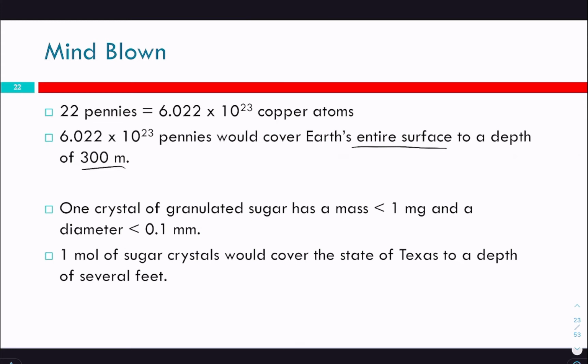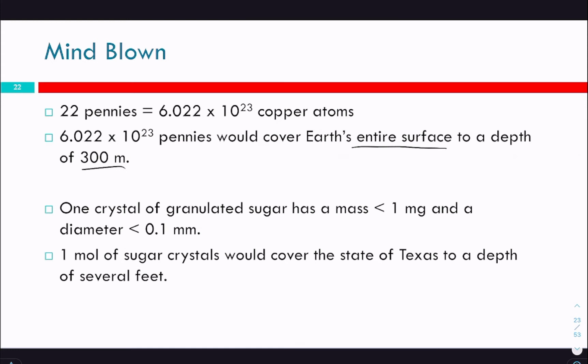And then if you took just a single grain of sugar, which weighs less than 1 milligram and has a diameter of less than 0.1 millimeters, 1 mole of sugar crystals that small would cover the entire state of Texas to a depth of several feet. This would be a lot of sweet tea. But numbers that big just don't mean anything, which is why we put them in terms of moles, because we don't have to deal with that in addition to typing exponents.